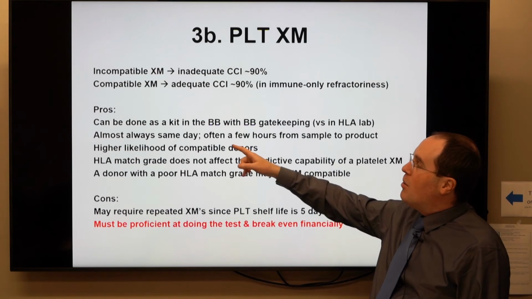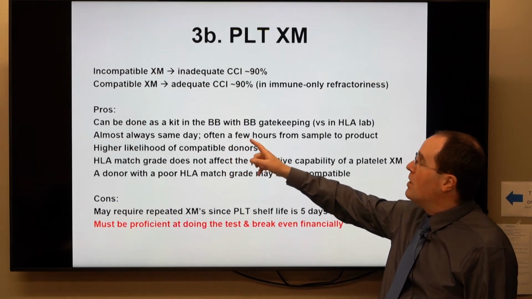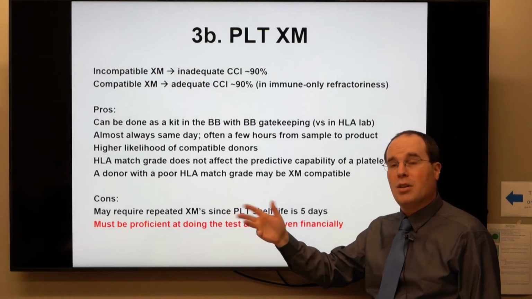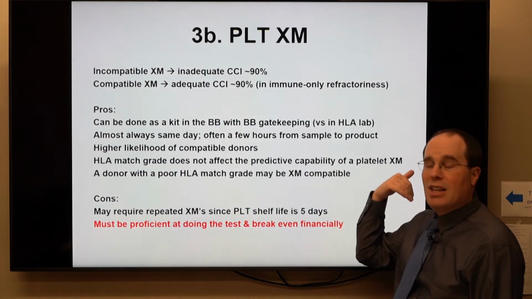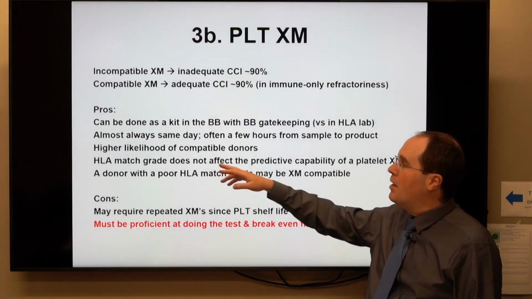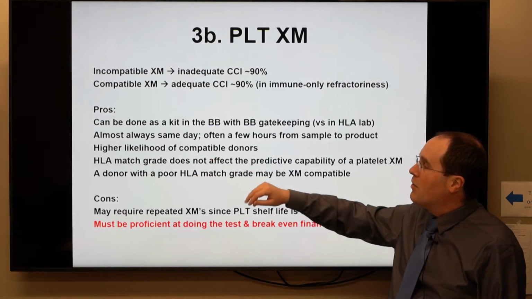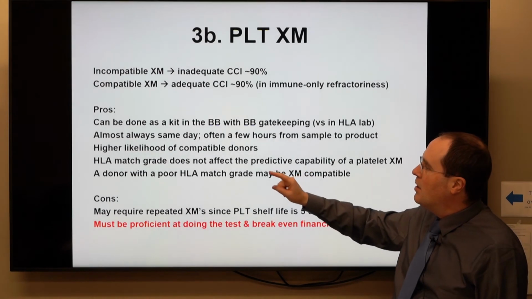One advantage is it's almost always done the same day. So within a few hours from the time you have the sample, you could have products for that patient that are cross-matched, as opposed to HLA-matched, which may take days. So that could take days, and you may also see a higher likelihood of compatible donors if you do cross-matching.